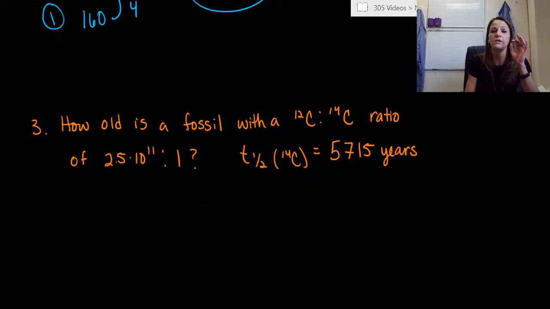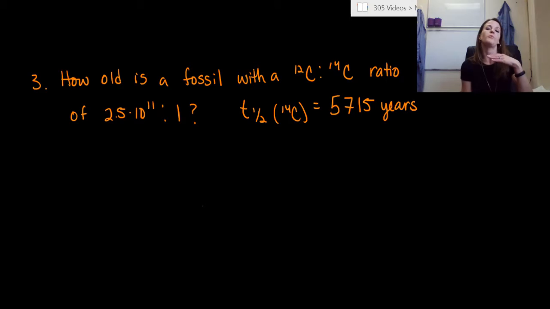All right, so now we're going to end with something even more fun, which would be radioactive carbon dating. And so what we're going to do here is try to figure out how old a fossil is that has a carbon-12 to carbon-14 ratio of 2.5 times 10 to the 11th atoms of carbon-12 to every 1 atom of carbon-14. And then I've provided you the half-life. Go. All right, did you get an answer?